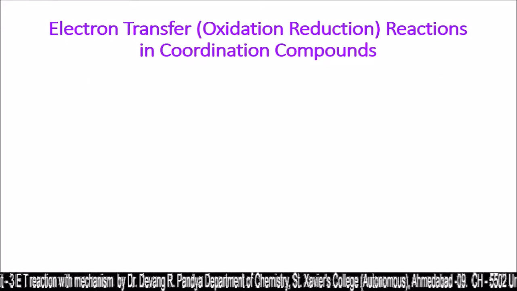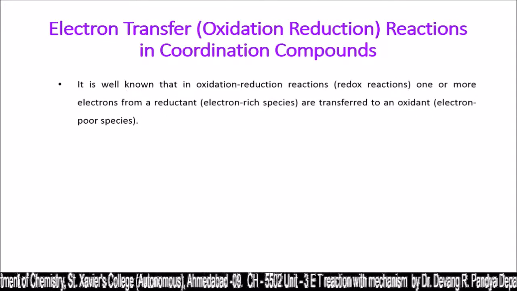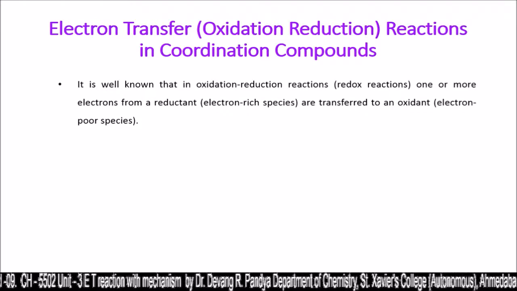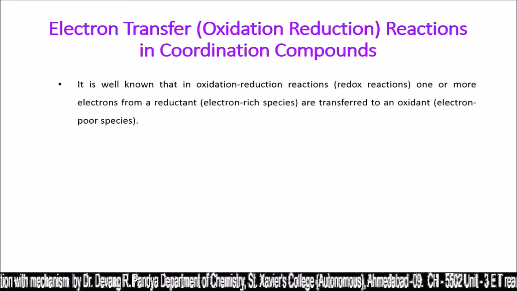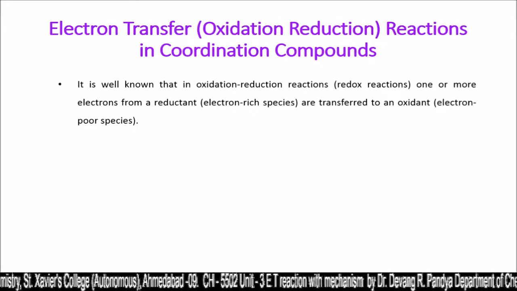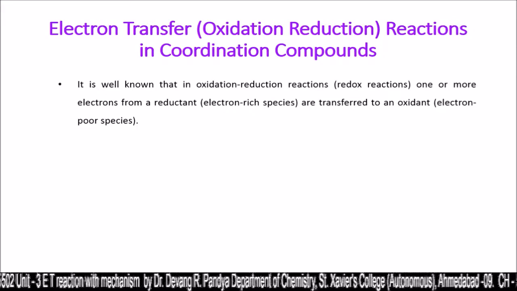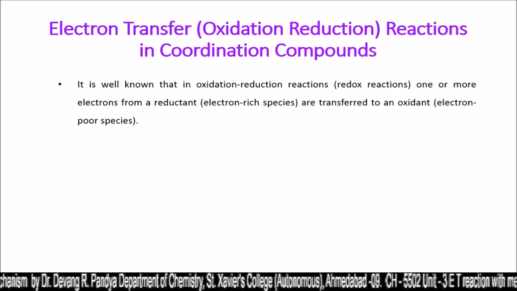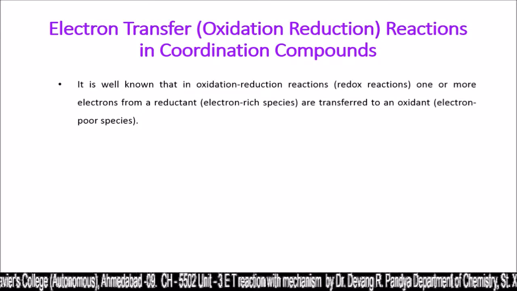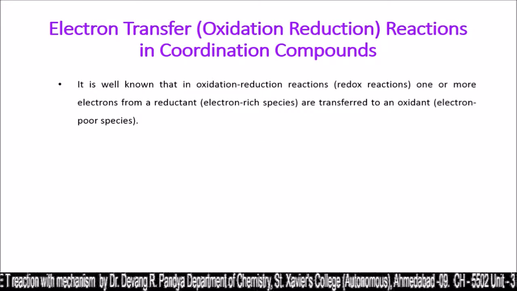Let's begin with electron transfer, that is oxidation reduction reactions in coordination compounds. It is well known that in oxidation reduction reactions, that is redox reactions, one or more electrons from a reductant, that is an electron rich species, are transferred to an oxidant, that is an electron poor species. So when I use the word reductant, you need to understand that I am talking about an electron rich element, whether it is an anion or a neutral molecule. And when I refer to an oxidant, you need to understand that it is an electron poor species.